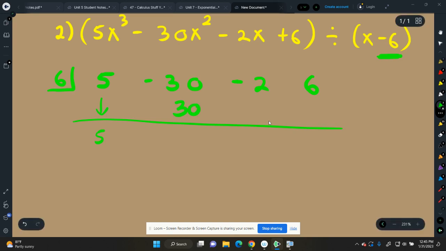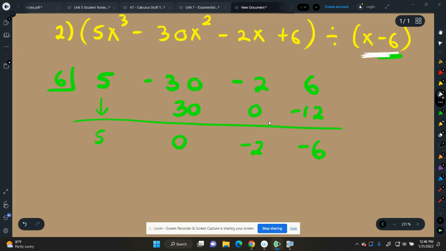And then we add. And we multiply. And we add. And we multiply. And we add. Okay, everybody remembers that process? Yes. Okay, now what we're doing is we're dividing everything by x minus 6.